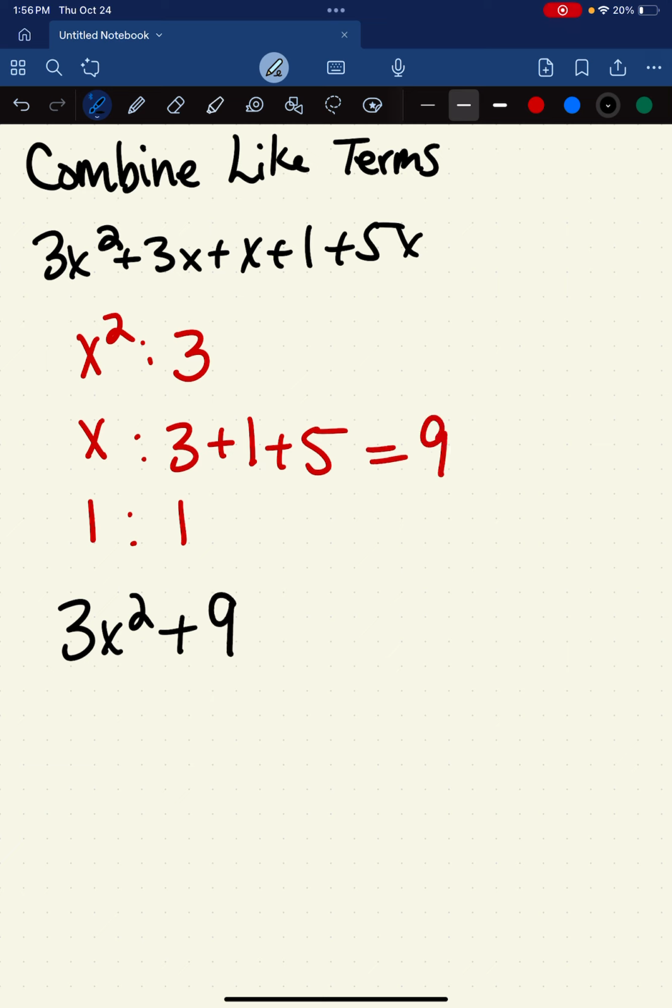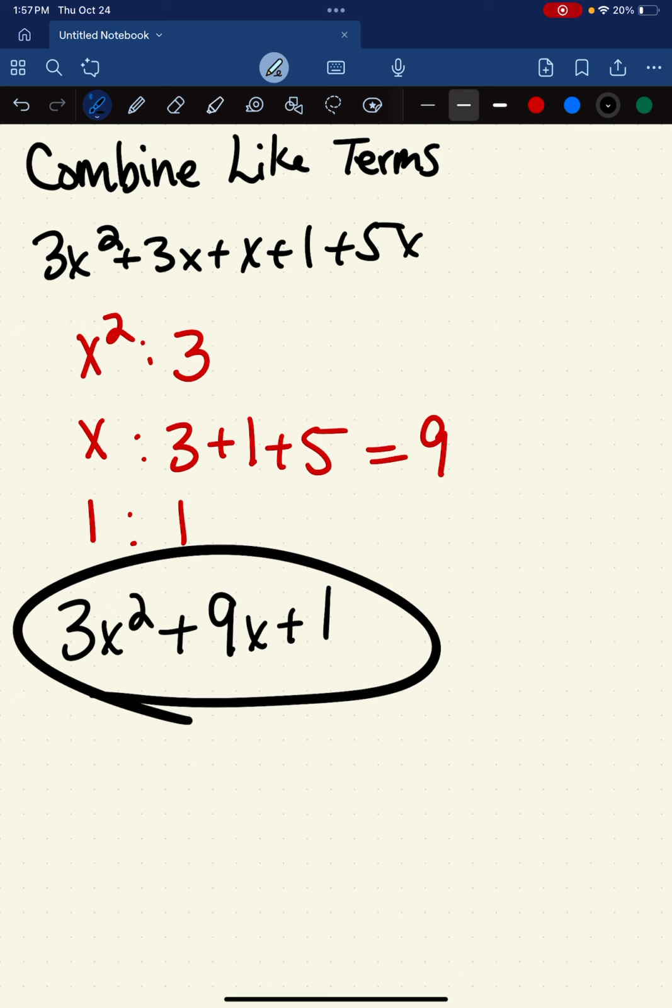Oops, I forgot to simplify this. That's 9. Plus 9x plus 1. And typically, whenever I'm writing polynomials, I like to write them in descending powers. So biggest power on top, biggest exponent on top or in front, and then next one, and then next one. So that's kind of review, that's kind of new, but basically it's the same information we've been doing all along. Just know that different powers of a variable are its own term. You can't combine them.